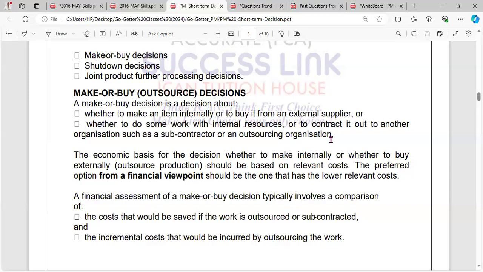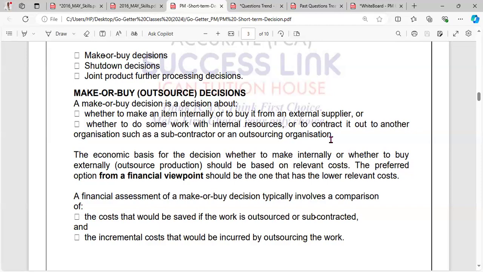Now let's give an example. If you can make your bottles for 50 naira in-house, relevant cost, which is variable cost, but you go to the outside market and you're buying it for 70 naira, will you want to go and buy it for 70 naira, knowing that you're going to do thousands of them? That 20 naira difference means a lot. So you could as well do it by yourself.